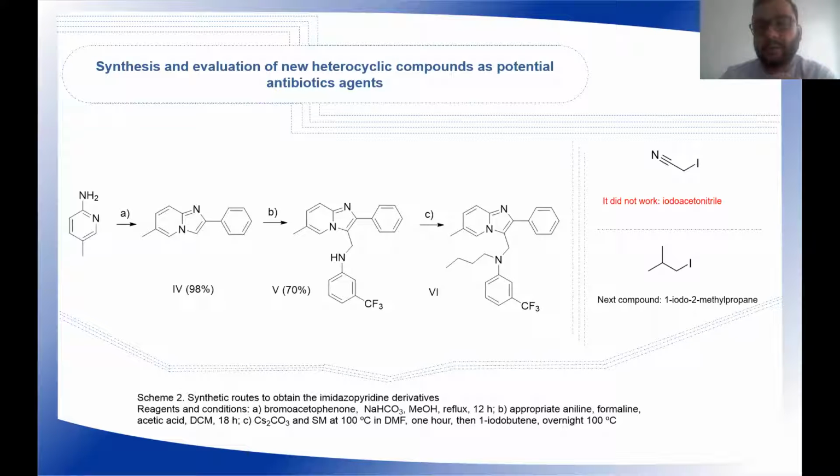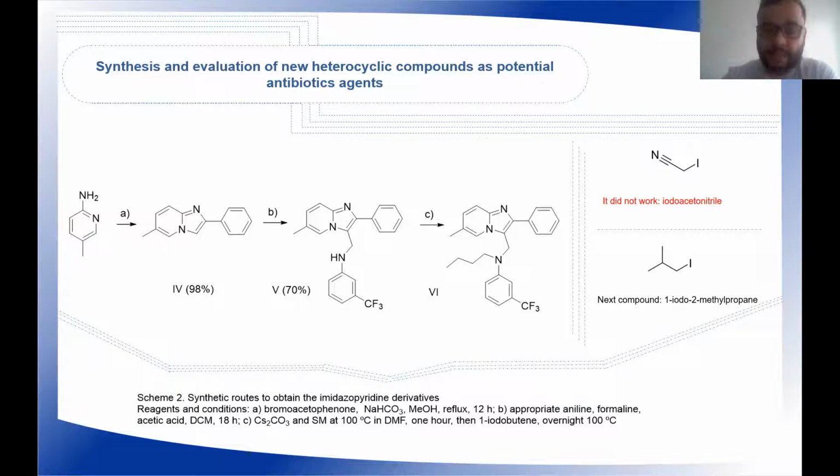Because I had already synthesized this intermediate, having a CF3, I thought maybe I should optimize the reaction, the last step, using this scaffold, and then go for the proper scaffold that we are interested in. So I tried first without any reflux, using cesium carbonate, 100 degrees in DMF. I couldn't get any, no, sorry.